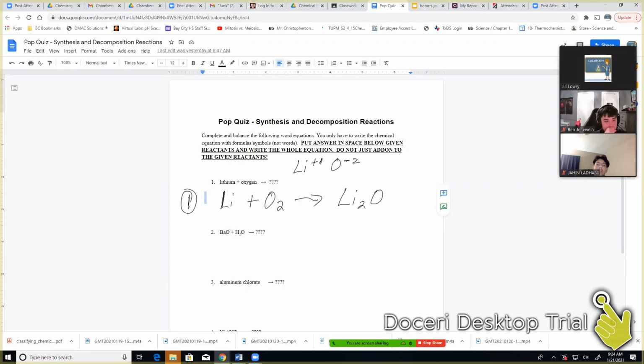And then you needed to do some balancing. For some reason, this was a hard one for some people to balance. They recognized that you needed to put a 2 in front of here because I needed 2 oxygen. But then a lot of people put a 2 in front of the lithium also, which was not balanced. What did I need in front of the lithium? A 4.